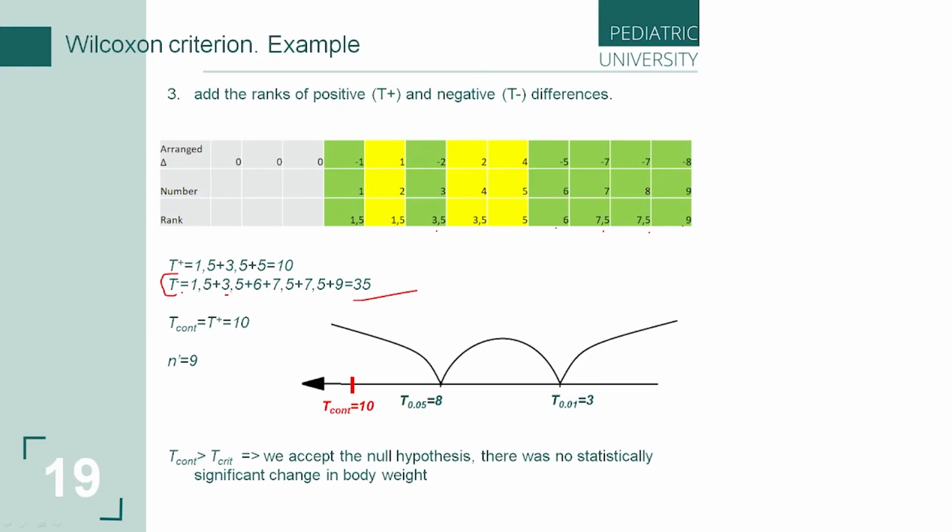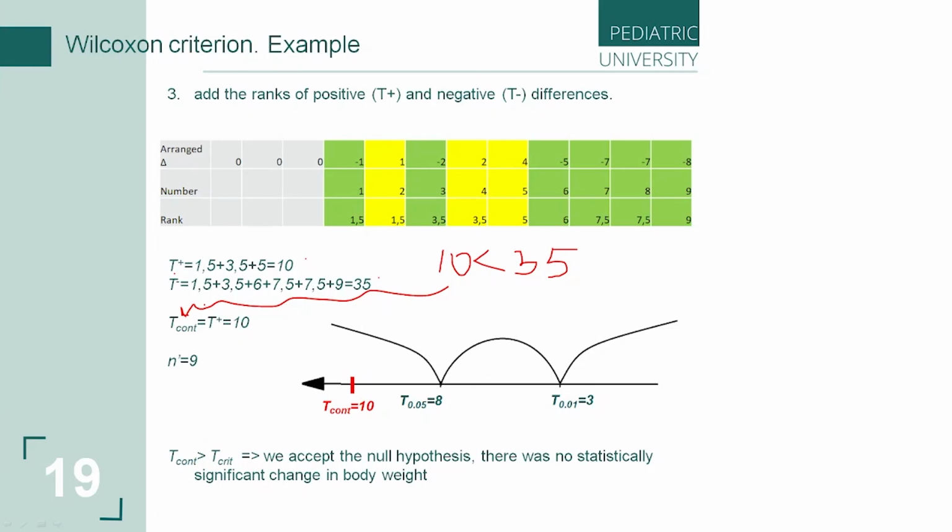So we choose the lowest value, so the control value is 10. We must choose the lowest value from these numbers, 10 and 35. Yeah, really, 10 is less than 35, so 10 will be the control value for our analysis, for our calculation of this Wilcoxon test.